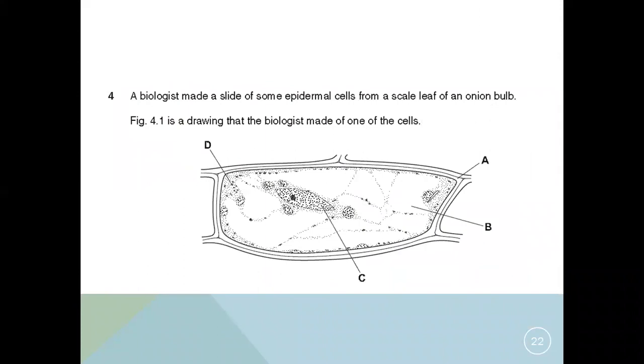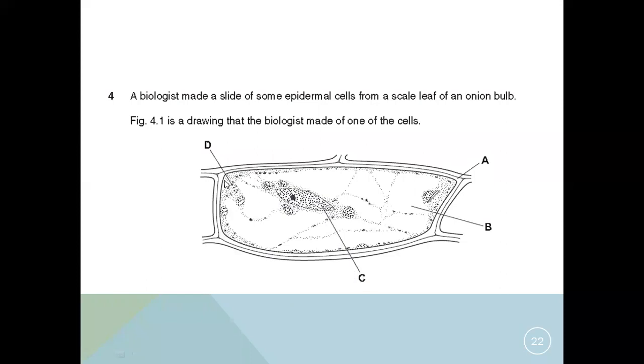A biologist made a slide of some epidermal cells from a scale leaf of an onion bulb. Figure 4.1 is a drawing that the biologist made of one of the cells. This is a plant cell, so definitely it should be covered by a cell wall and cell membrane. And this is a nucleus, because inside the nucleus there is a nucleolus, right? So C with us is the nucleus.